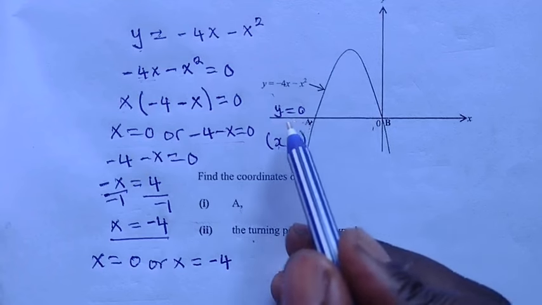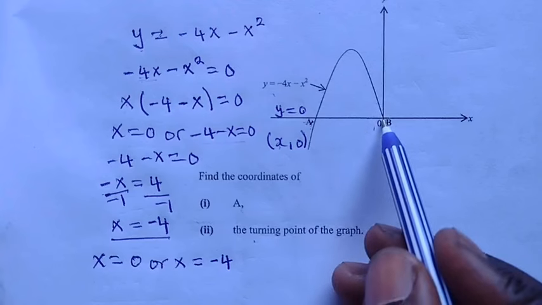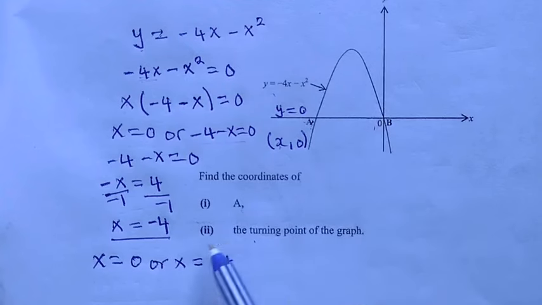Now, looking at the point A, it is on the negative side of the x-axis. So it's going to carry this negative 4. Then this x is equal to 0, you can see it's on the origin right here. So this proves our answer.